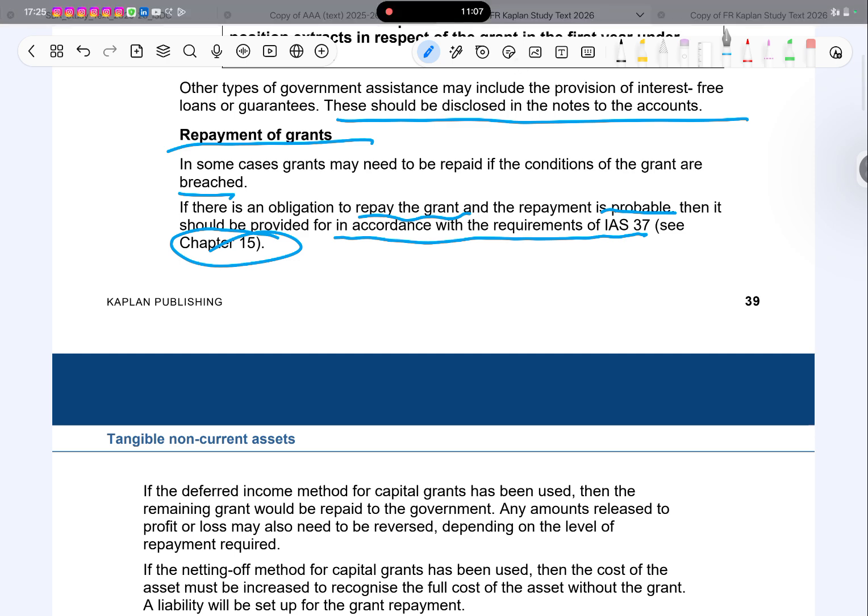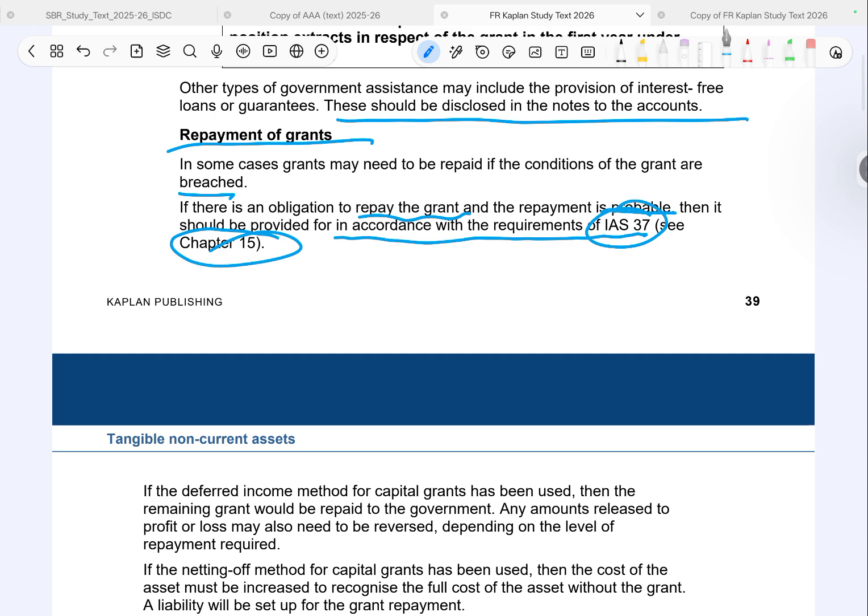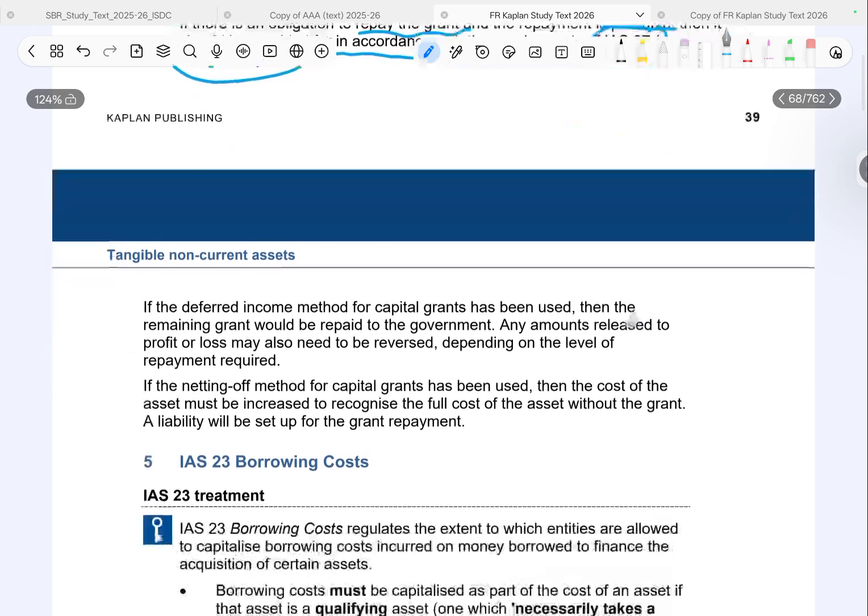So it's just saying that if you breach the conditions given in the grant, and you have to repay your grant amount, then you have to make a provision or a contingent liability, which we'll see later on how we do that according to IAS 37, which is in chapter number 15.